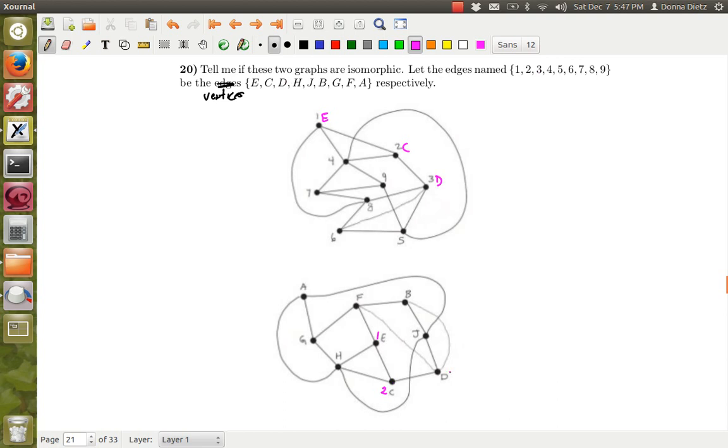All right. 4 is H. 5 is J. 6 is B. 7 is G. 8 is F. And 9 is A.